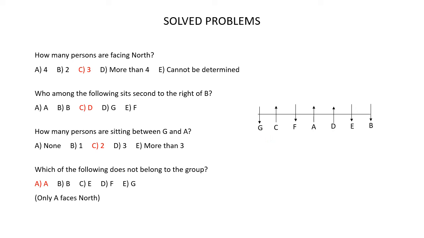So clearly you can see that here B, E, F and G face south, whereas A faces north. So obviously A is the one that does not belong to the group. So the correct answer is option A, A.